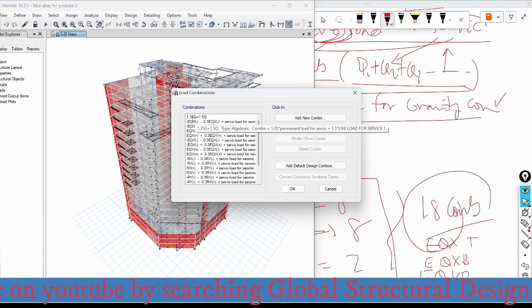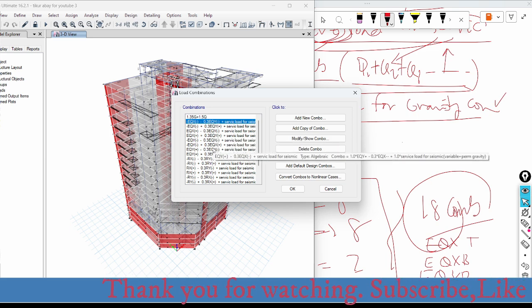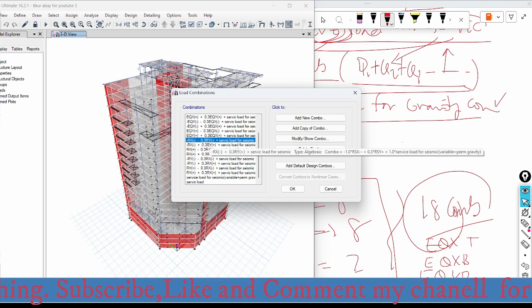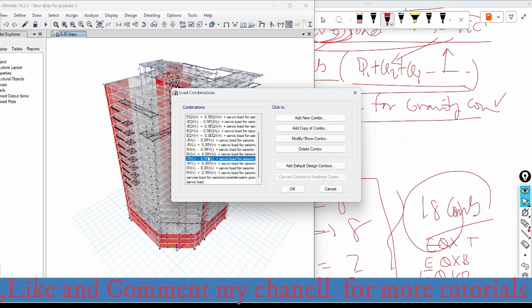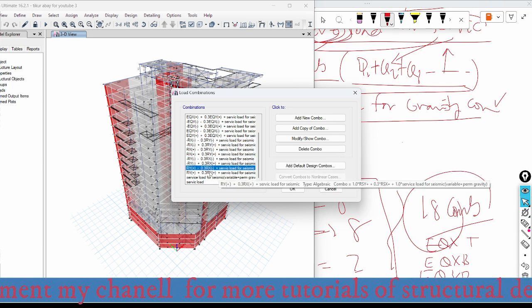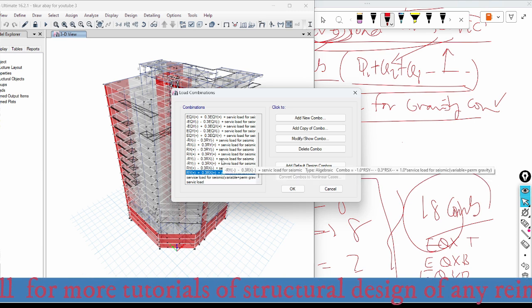Here we have the normal load combination, that is 1.35 permanent load plus 1.5 the variable load, and the other is the combination that I have already defined, that is 8 combinations, 1, 2, 3, 4, 5, 6, 7, 8 for linear static, and 1, 2, 3, 4, 5, 6, 7, 8 for response spectral analysis.